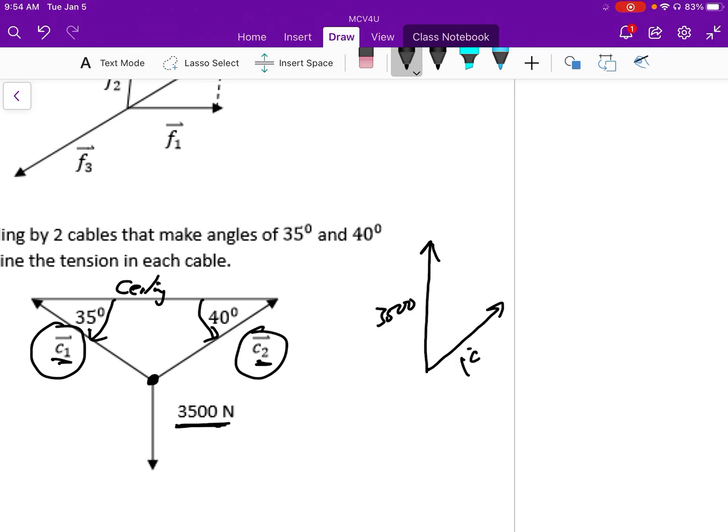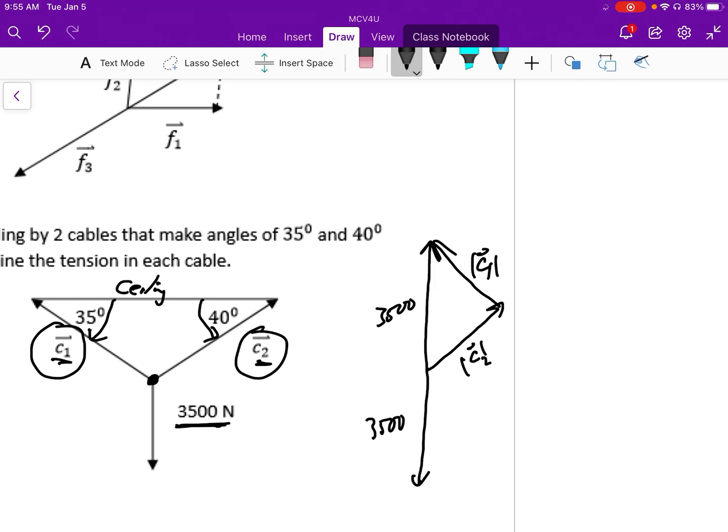And there's the magnitude of cable 2. Cable 1 is going to end up right up there, and its magnitude, okay? Because it's equal and opposite. We'll have equal and opposite down here. If 350 is going down, you know that that's zero, all right? So let's start taking a look.